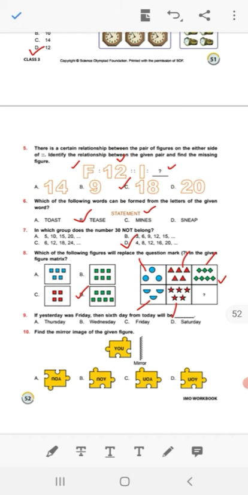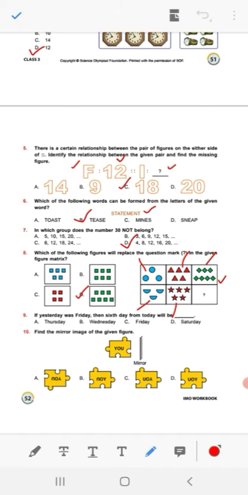Now question number 9. If yesterday was Friday, then 6th day from today will be dash. So if yesterday was Friday, then today is Saturday. This is the first day. Today we are counting first day, Saturday. Second, Sunday. Third, Monday. Fourth, Tuesday. Fifth, Wednesday. Sixth, Thursday. So we are getting here 6th day, Thursday.